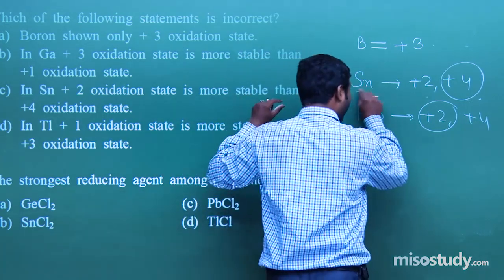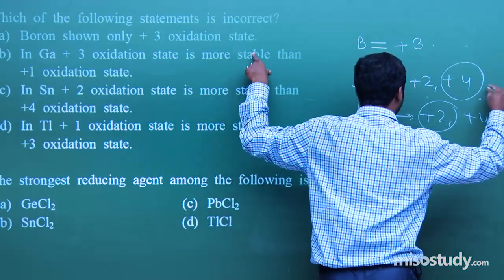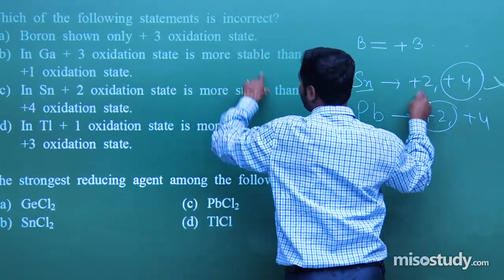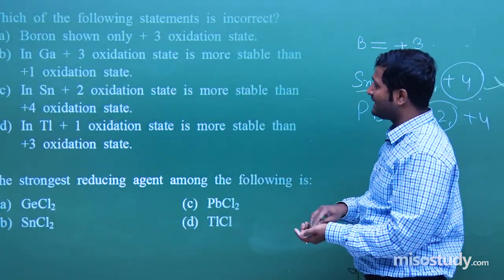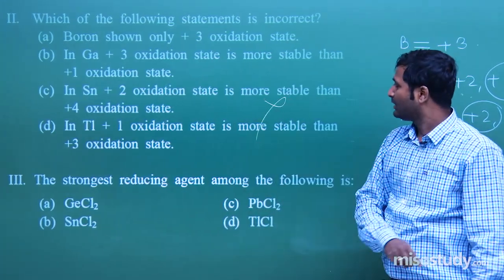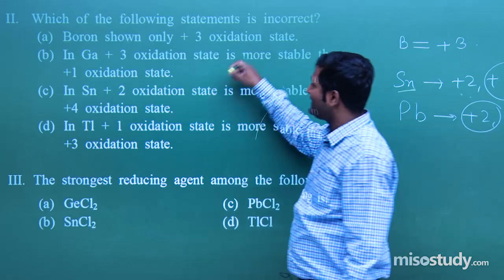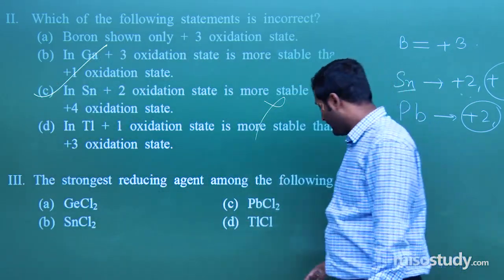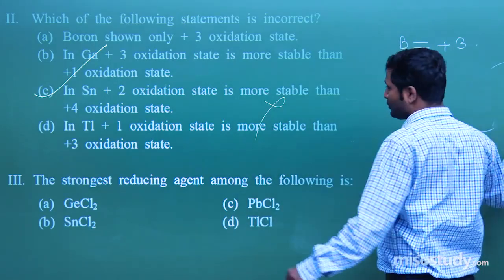Clear to you? For Sn, what I am telling is that the +4 oxidation state is more stable than +2. So this statement is incorrect. Sn +2 being more stable is wrong. So C is the incorrect statement, so C is the correct option. Clear? Now let's move to the next question.